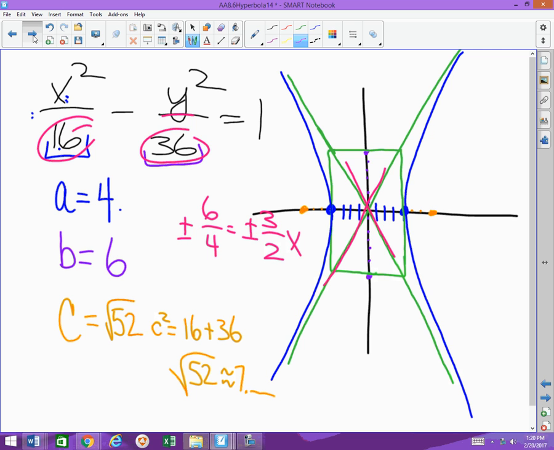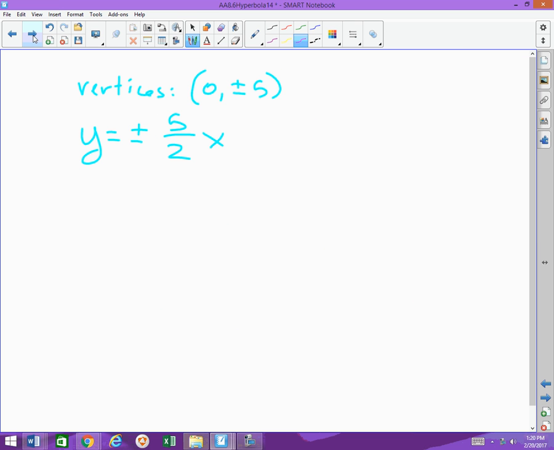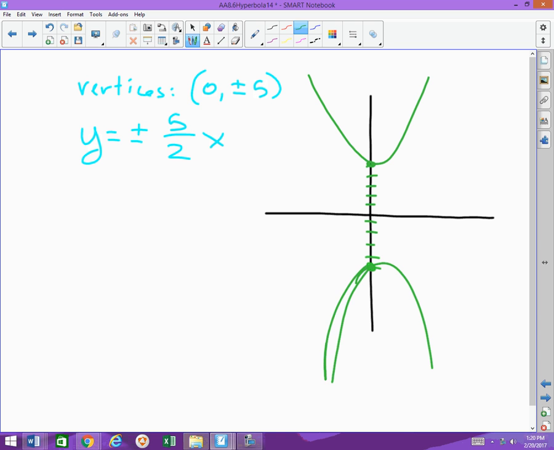All right. Looking at our next example, we have vertices at 0, 5, and slopes at y equals plus and minus 5 over 2x. So let's look at our graph. 0, 5. So there. And there. So we know it's a hyperbola that's going like this. And we know the slopes are 5 halves. So up 5, over 2, down 5, over 2. So there's our asymptote. There's our asymptote.